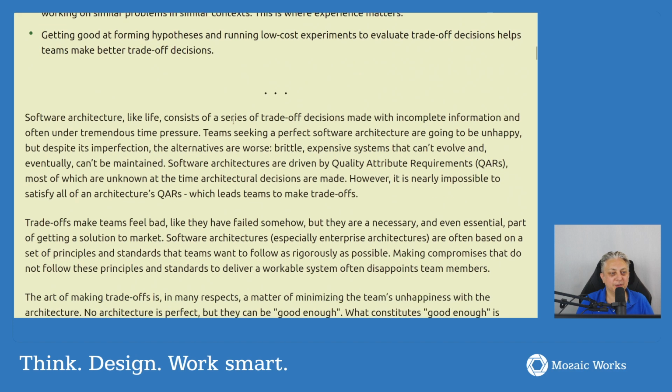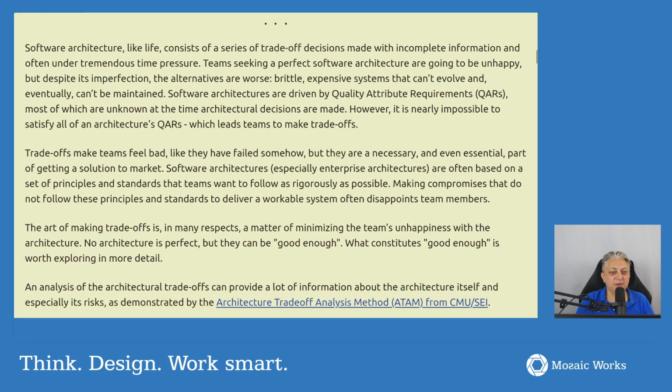It's very important. Software architecture, like life, consists of a series of trade-off decisions made with incomplete information and often under tremendous time pressure. Teams seeking a perfect software architecture are going to be unhappy, but despite its imperfection, the alternatives are worse. Brittle, expensive systems that can't evolve and eventually can't be maintained. Software architectures are driven by quality attribute requirements, most of which are unknown at the time architectural decisions are made. However, it is nearly impossible to satisfy all of an architecture's QARs, which leads teams to make trade-offs.